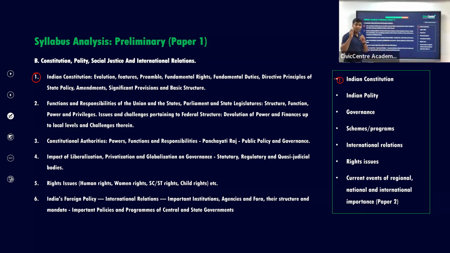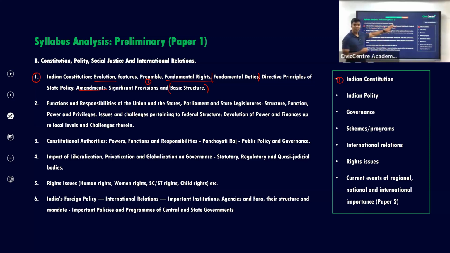In that, they have clearly given a few points like its evolution. That means starting from the Constituent Assembly or even before. Even before that, the laws and rules enacted by the British, how they laid the foundation. Preamble, from which we saw enough and more questions. Fundamental rights, from which we have questions in the previous year. Fundamental duties, DPSPs. Then amendments, which we already discussed. Amendments related to reservation. Then the basic structure.